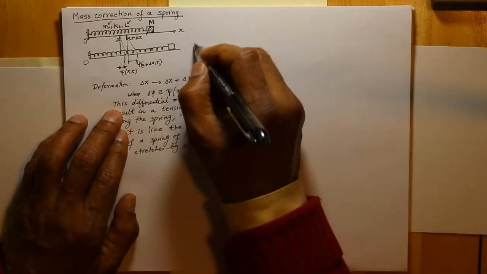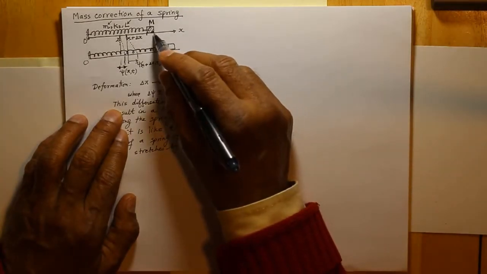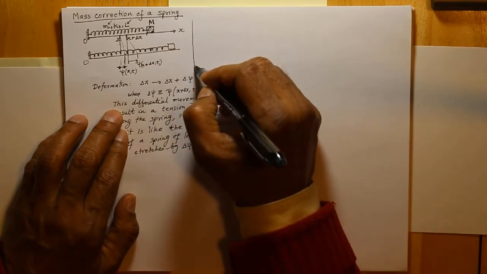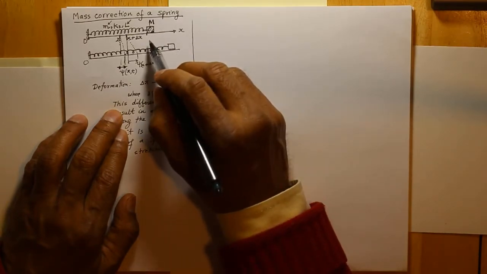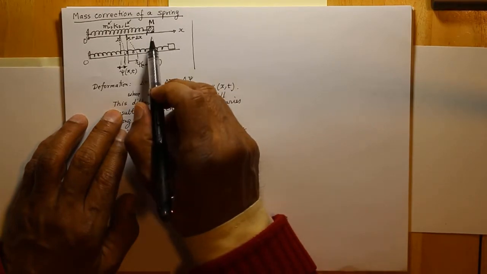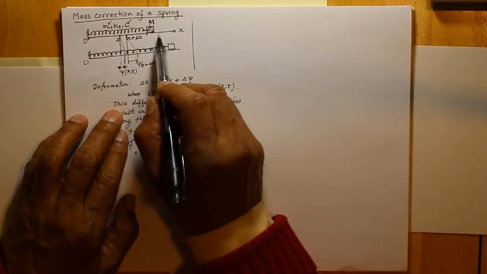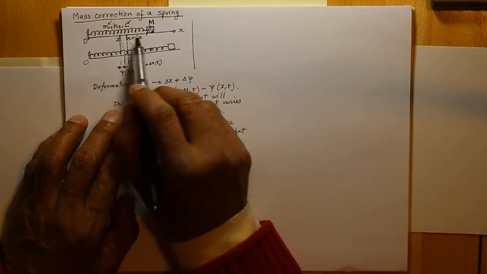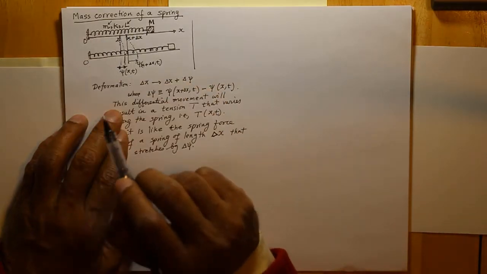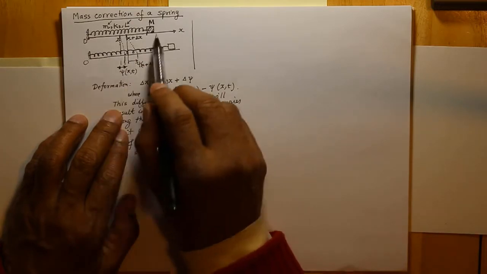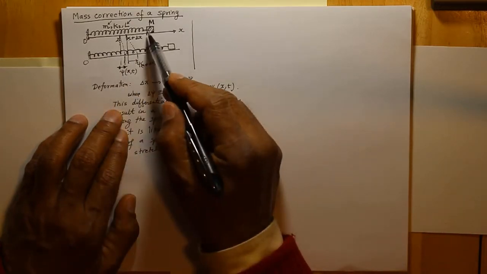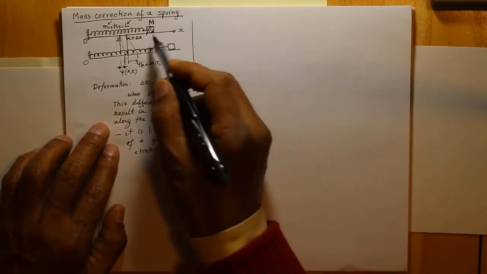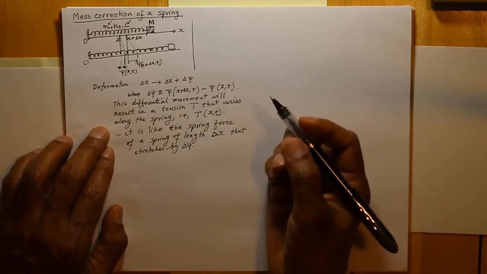Our task is to find the frequency, not just one frequency, but the lowest frequency at which this system will oscillate. So we're trying to find a normal mode of this system, the normal mode of the lowest frequency. Of course it will have an infinite number of modes. We just want the lowest frequency mode.